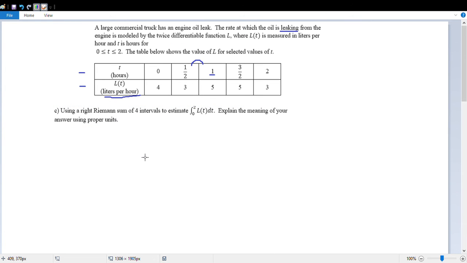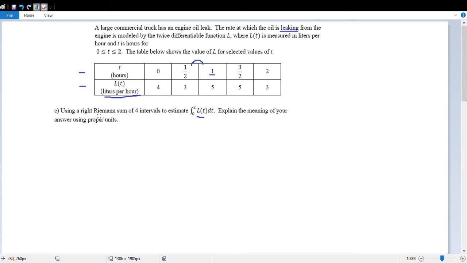All right, it says use a right Riemann sum of 4 intervals to estimate the integral from 0 to 2 of L of t dt. Explain the meaning of your answer. Be very, very careful with these. Make sure that this is asking you to integrate L before you start doing a bunch of adding and stuff.